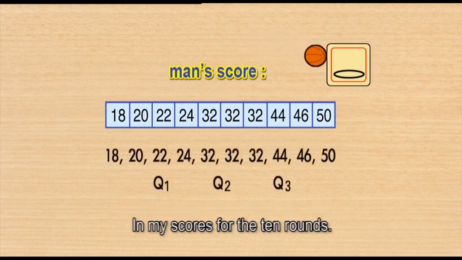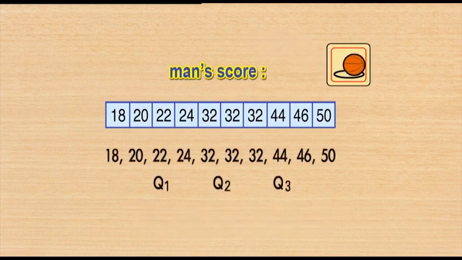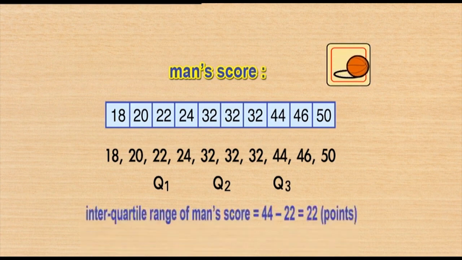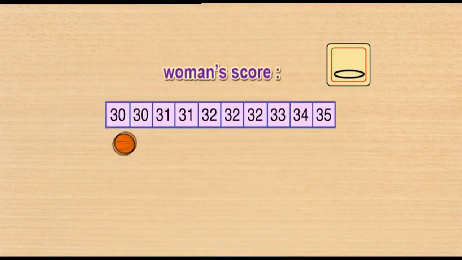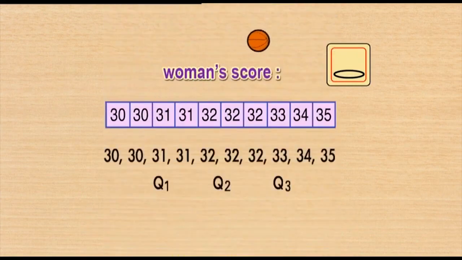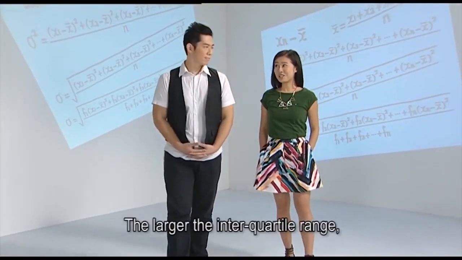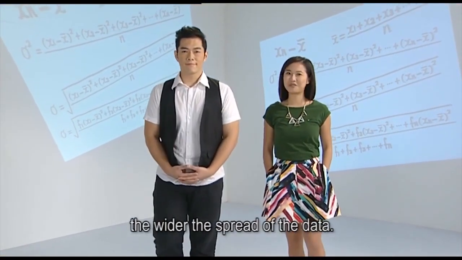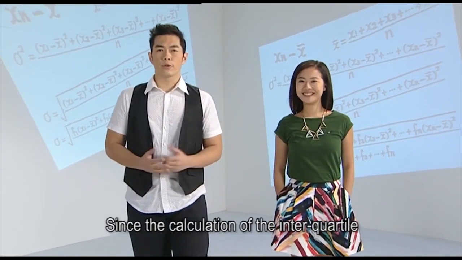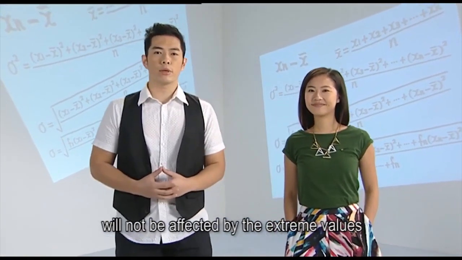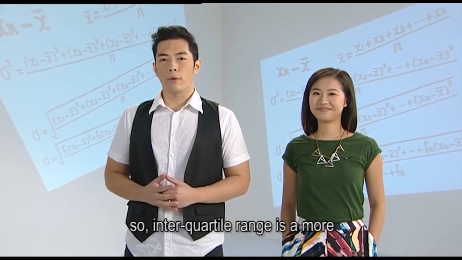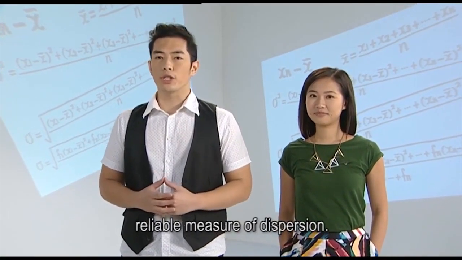In my scores for the 10 rounds, the first quartile is 22 and the third quartile is 44, so the interquartile range is 22 points. For my scores, the first quartile is 31, while the third quartile is 33. The interquartile range is 2 points. The larger the interquartile range, the wider the spread of data. Since the calculation of the interquartile range is not affected by the extreme values of the set of data, the interquartile range is a more reliable measure of dispersion.